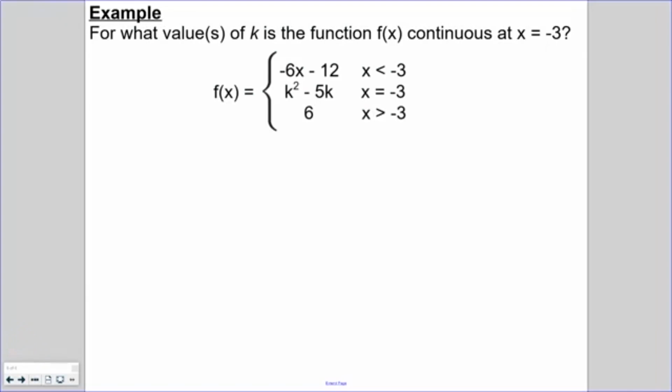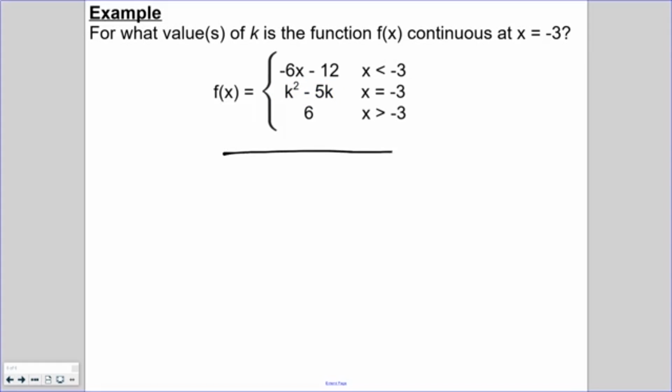Alright, for this example, we're going to do the same thing as before. We're trying to figure out what values of k make the function f of x continuous at x equals -3. This example is a little bit different because we now have an expression that not only has two terms with the k, one of the terms has a squared. So we'll start off the same way we always do.